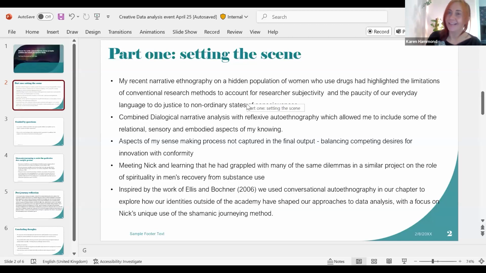So that allowed me to capture at least some of the more relational, sensory and embodied aspects of my own. But still, I was left kind of dissatisfied, and again feeling that there were lots of aspects that were still unaccounted for in the final output. And one of them was not only the limits of ordinary language to capture these very fantastic experiences that many of the women were describing to do with their psychedelic drug use. But I knew there were also aspects of my analytical process that I was not able to capture there.